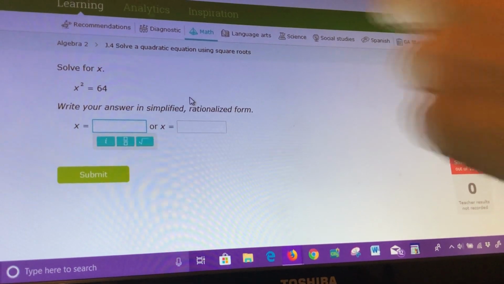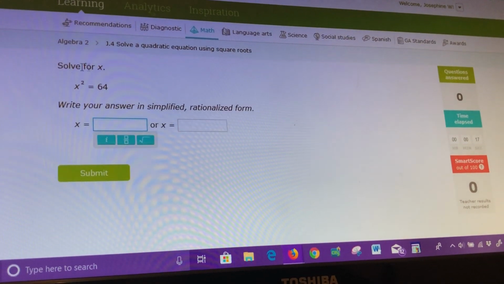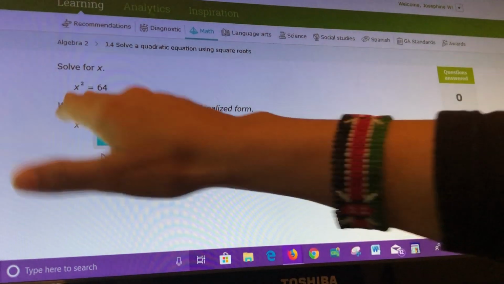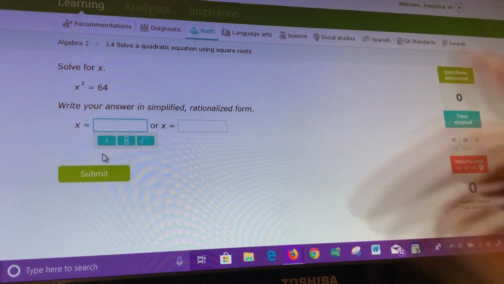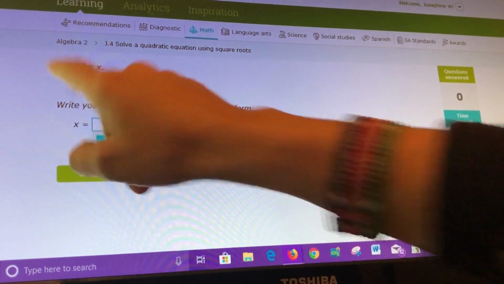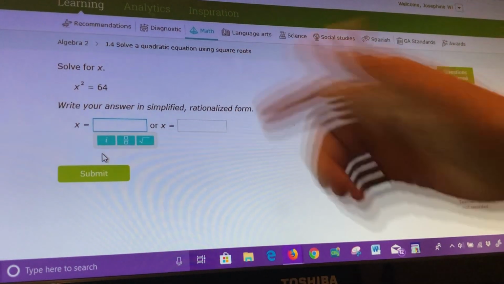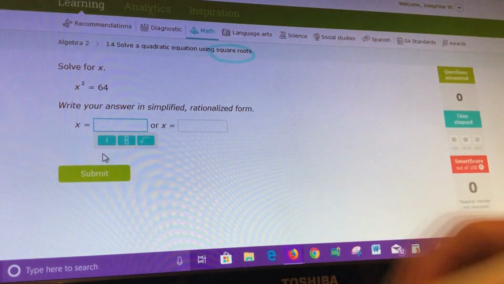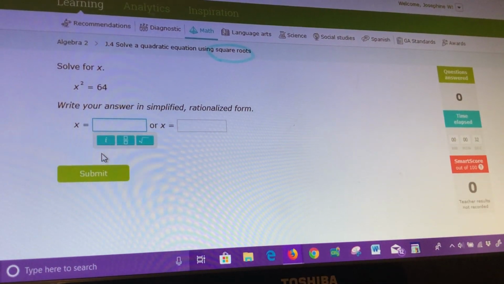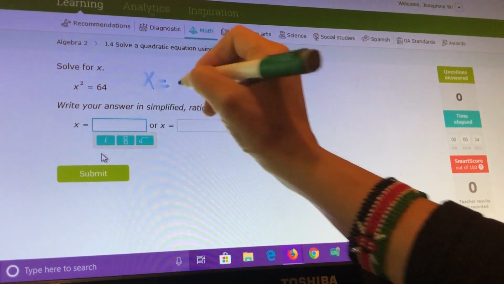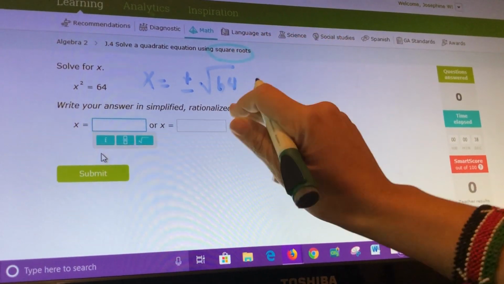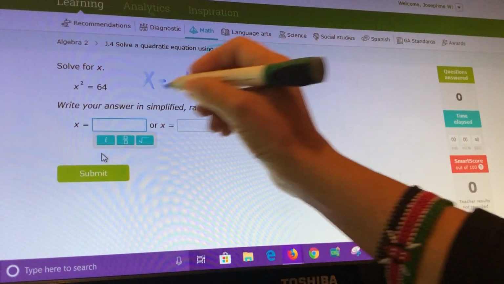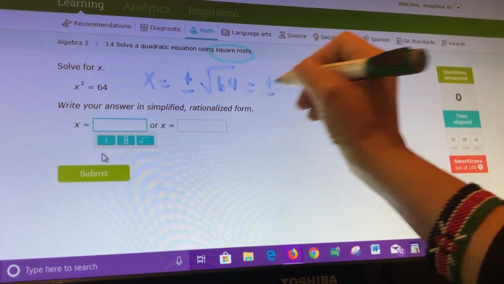All right, so we're going to take a look at solving quadratic equations using square roots. So for example, you have x squared is 64. What is x equal to? So what is the opposite of squared? Well, the opposite of squared is right here, square root. So all you have to do is take the square root of 64. So x is equal to plus or minus the square root of 64. Square root of 64 is 8. So x is equal to plus or minus 8.